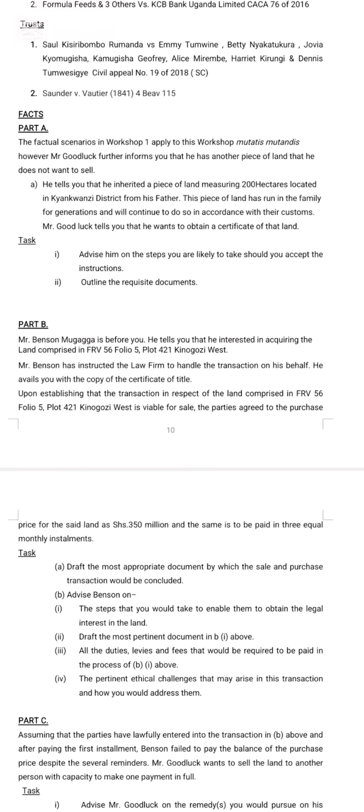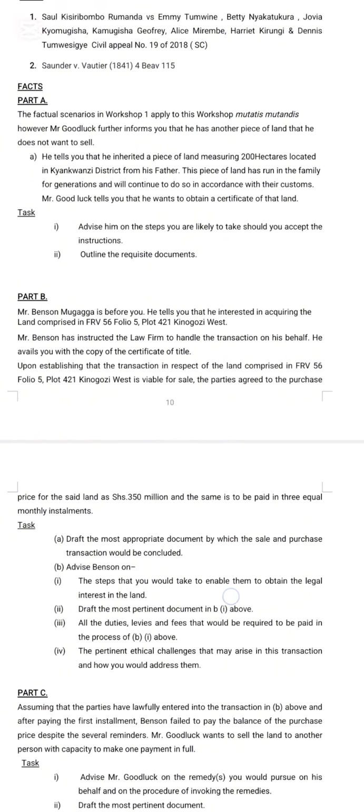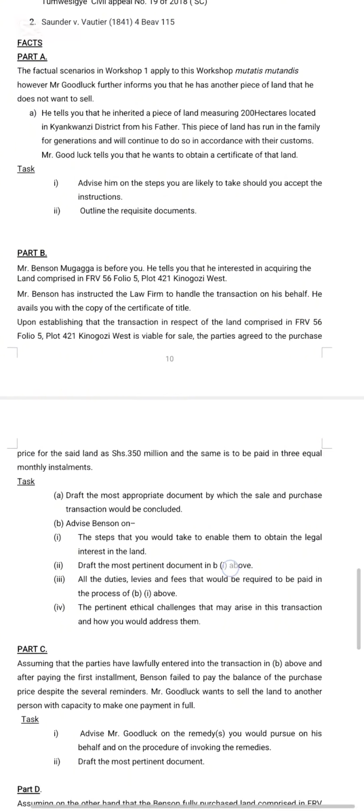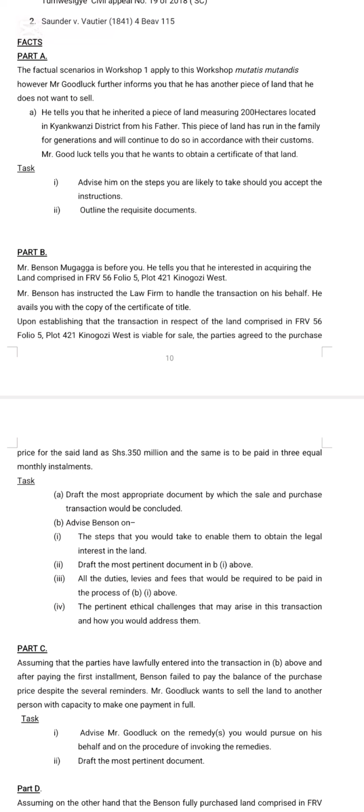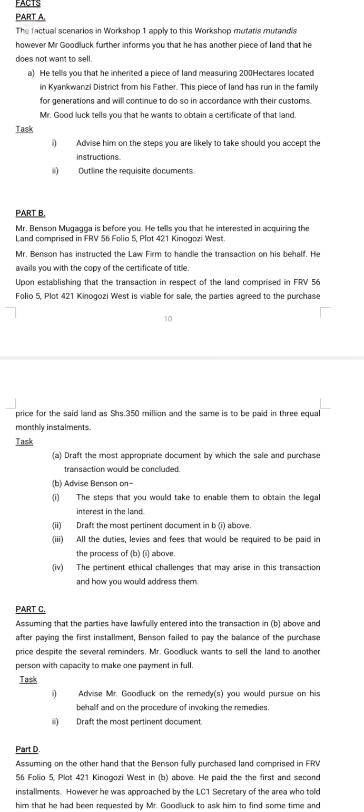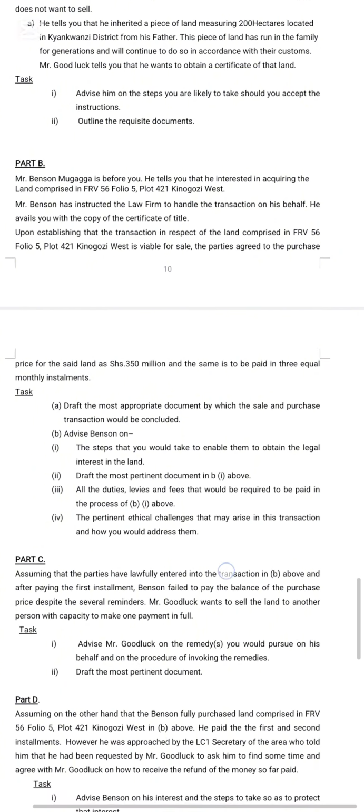Part A. The factual scenarios in workshop 1 apply, mutatis mutandis, with a few modifications. However, Mr. Goodluck further informs you that he has another piece of land that he does not want to sell. He tells you that he inherited a piece of land measuring 200 hectares located in Kwanzi district from his father. This piece of land has run in his family for generations and will continue to do so in accordance with their customs. Mr. Goodluck tells you that he wants to obtain a certificate for that land. Advise him on the steps you are likely to take should you accept the instructions and obtain the requisite documents.